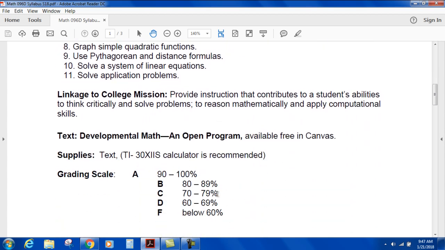Linkage to the college mission: provide instruction that contributes to students' abilities to think critically and solve problems, to reason mathematically, and apply computational skills.